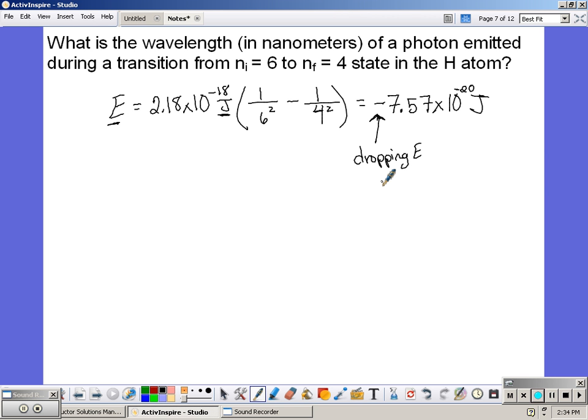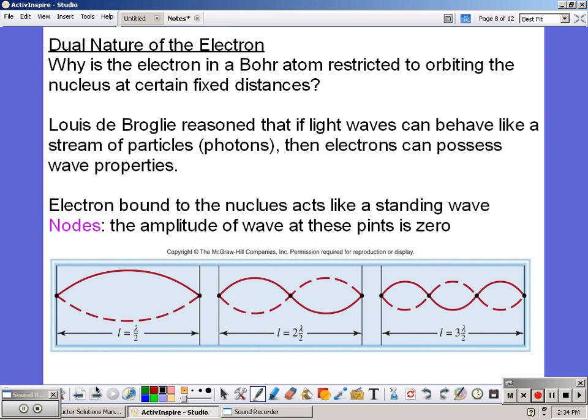Well, now that we know we have this amount of energy, we could then calculate the frequency. We could also calculate the wavelength of that transition, so we would know what kind of energy is being released or what colored light it might be releasing. So the electron actually has a dual nature. So why is the electron in Bohr's model restricted to orbiting the nucleus in fixed distances?